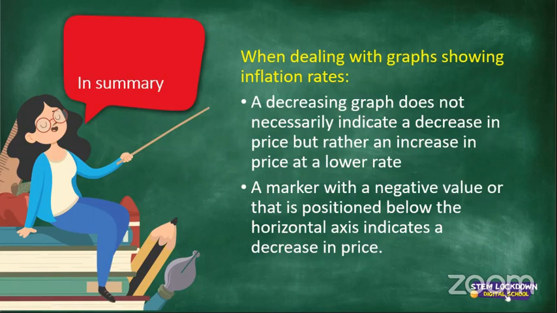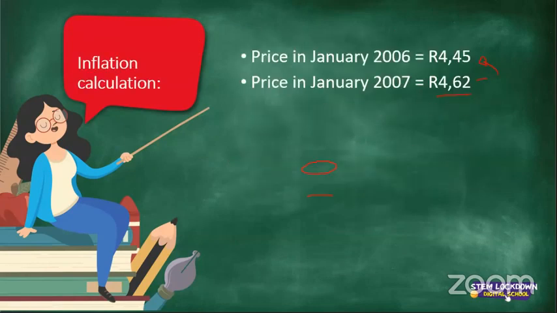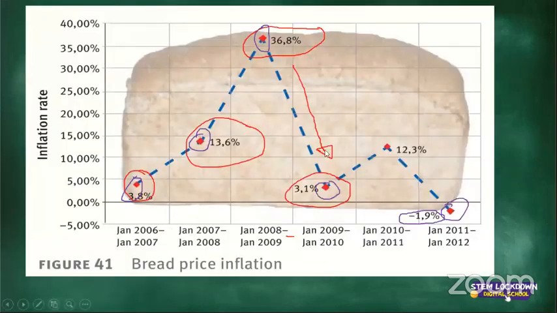Whilst looking at your graph, let's just go to this one graph once again. When you're looking at your graph here, it's increasing, but here it's decreasing, then it's increasing. But in all these parts, from January 2006 to January 2011, the price of bread kept on increasing, but the inflation rate was increasing and decreasing at different times.